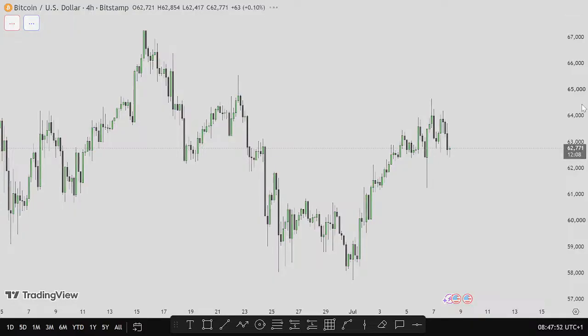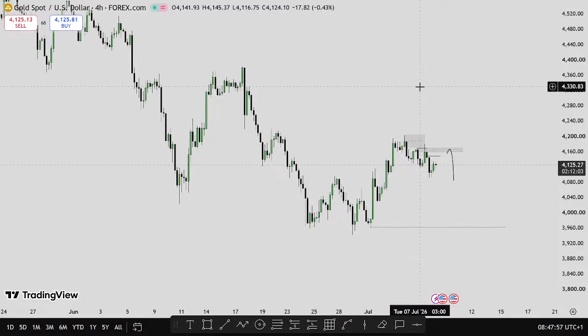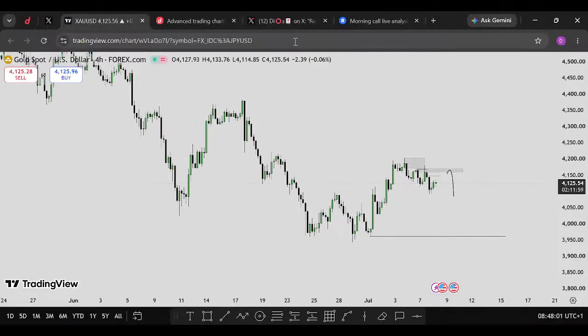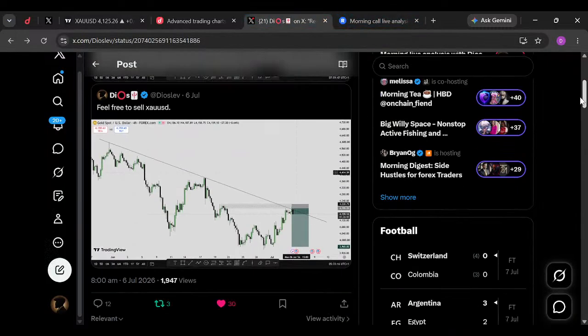I didn't give any bias for it. Then for gold, I sent the trade. Where is it? Is it still there? I think I should retweet it. I want to retweet the stuff now.